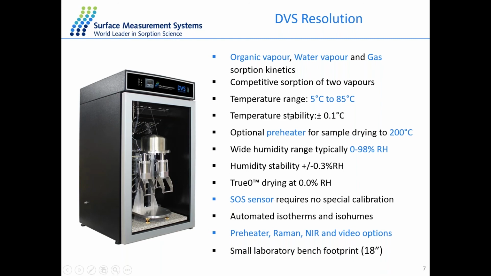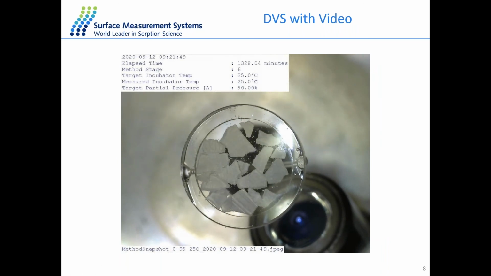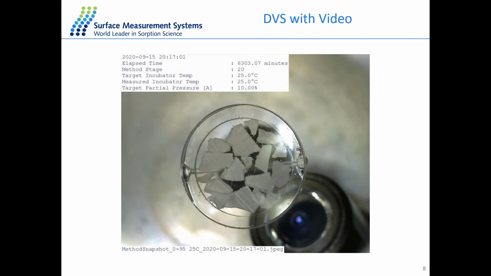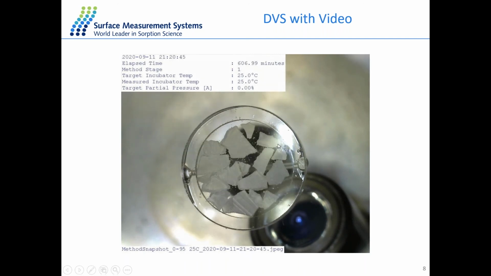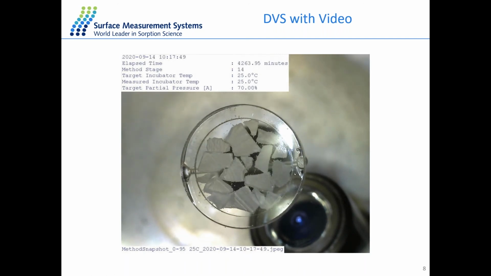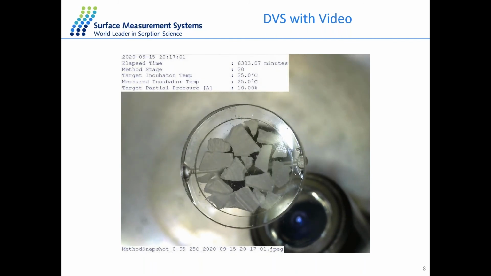That means if DVS plus with a video camera, we can take the sample images while we're running the DVS experiment. So for example, here with the cellulose particulate sample at different humidity stages as shown in the legend here, 25 degrees, we can see clearly the swelling behavior of the sample as well as the shrinking behavior during the desorption step. So the video function is a really useful tool to see any change in the nature or change in the color of the sample along with changing humidity.